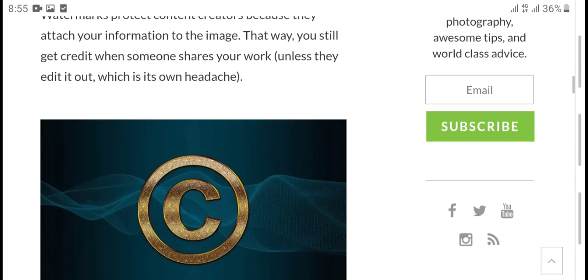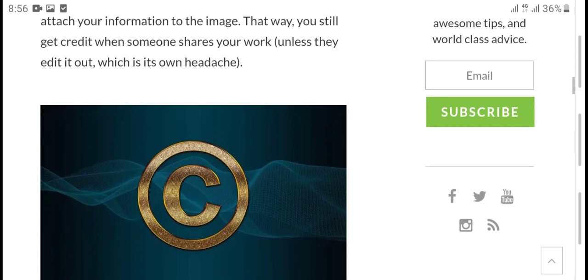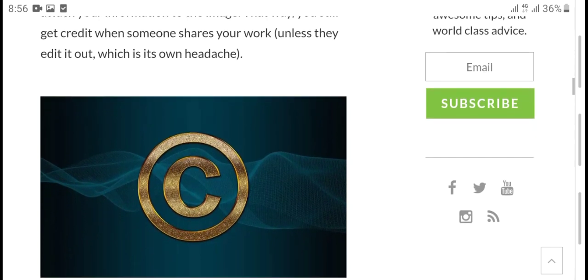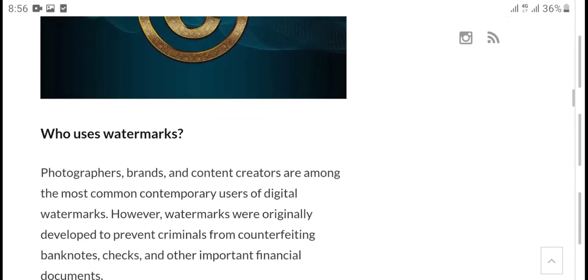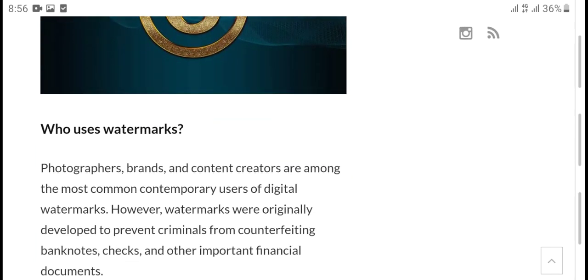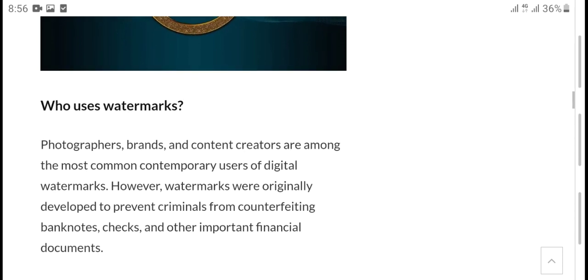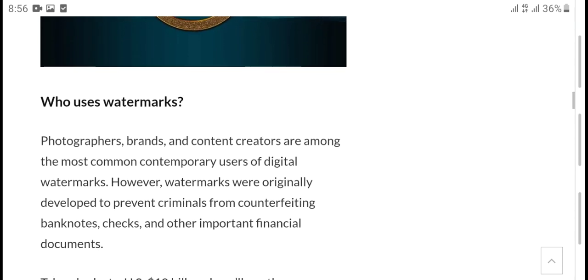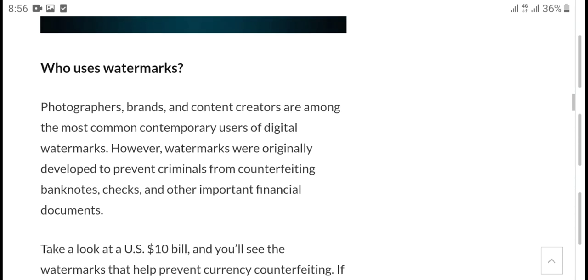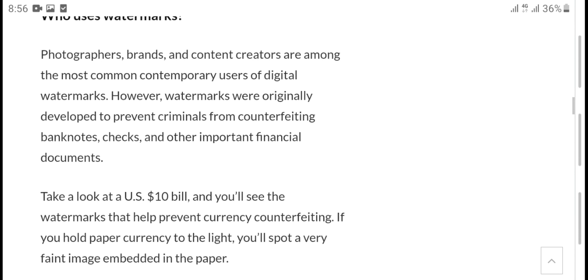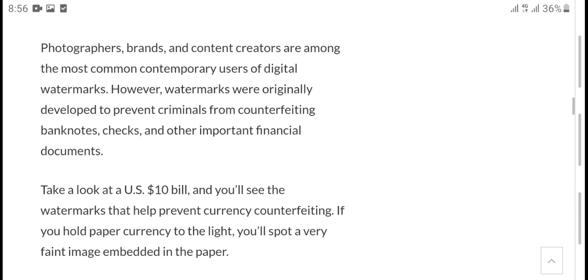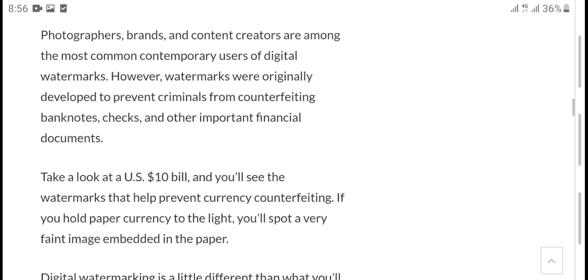of the image the US still get create way some share your work in place the edit which is owner heads who use watermark. Photography heads brands a content creation among the most common constantly user of digital watermarks.